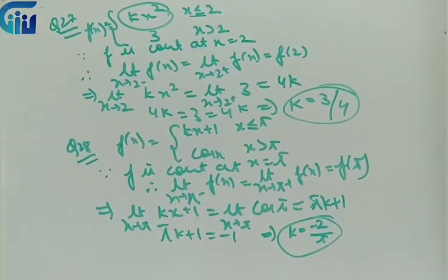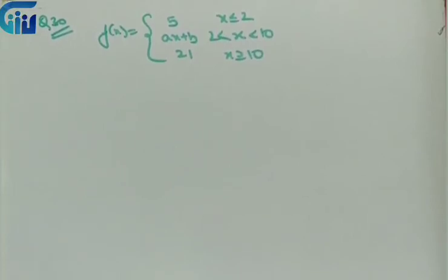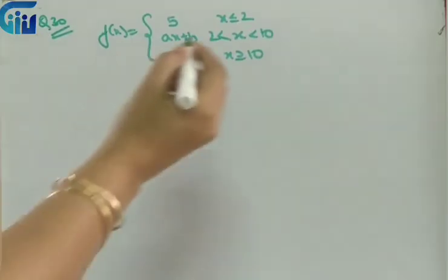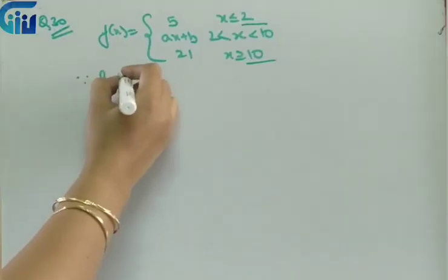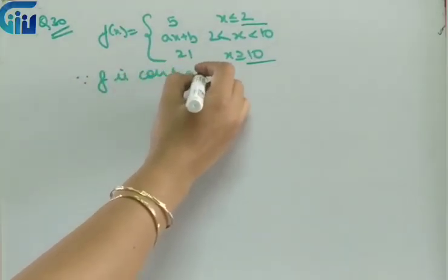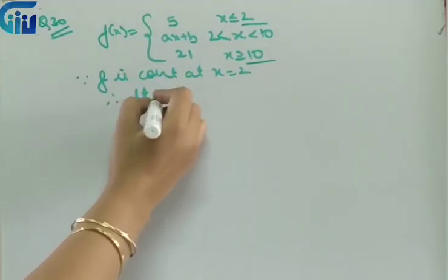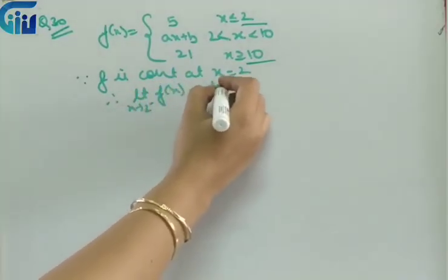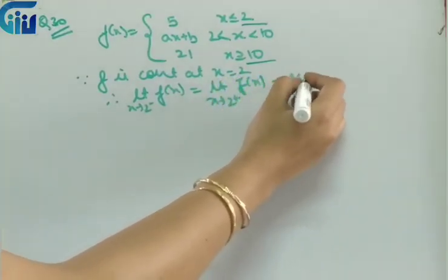On the same lines, you can do question number 29. Question 30, if you remember, this type of question we did in class 11th also. So what we have now, the function is given to be continuous. We have to find the value of a and b. Since the function is continuous, it will be continuous at two crucial points, that is 2 and 10. So we will write, since f is continuous at x equal to 2, so what does it mean? Left hand limit at 2 will be equal to the right hand limit at 2 will be equal to the value of the function, right?